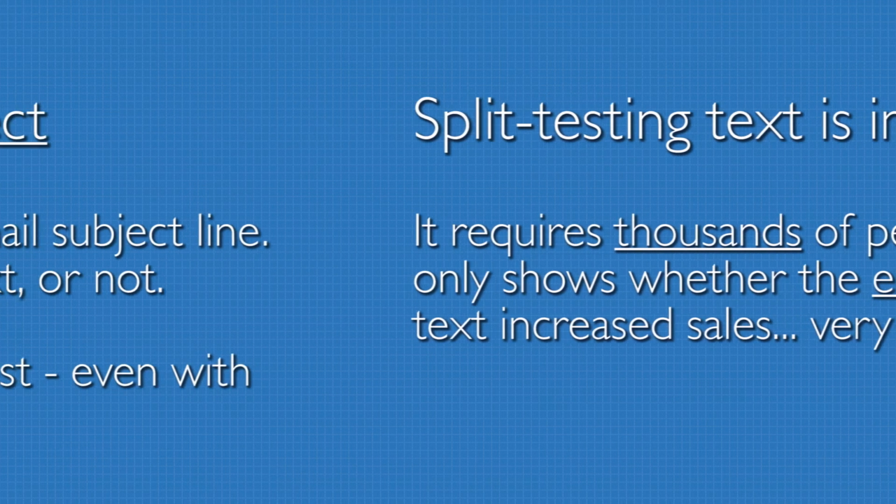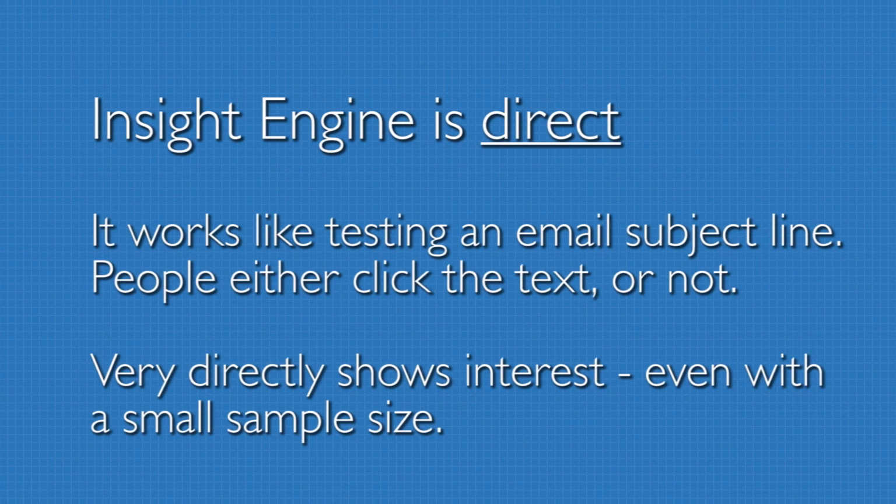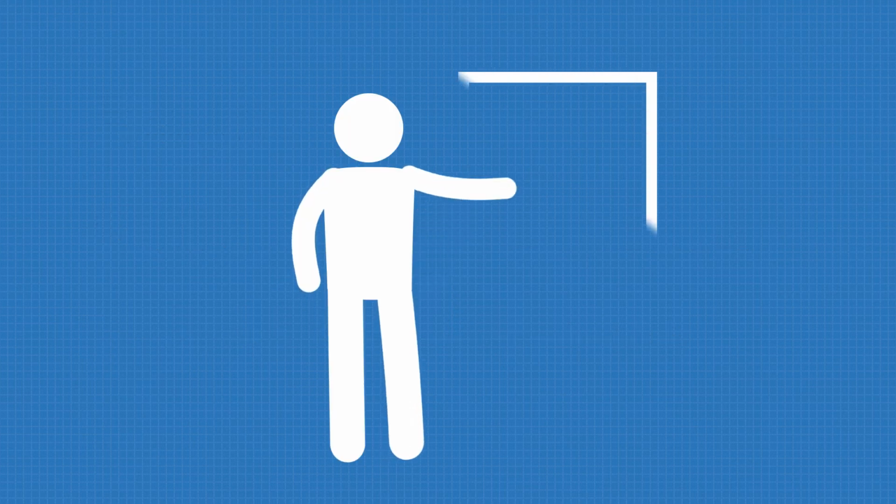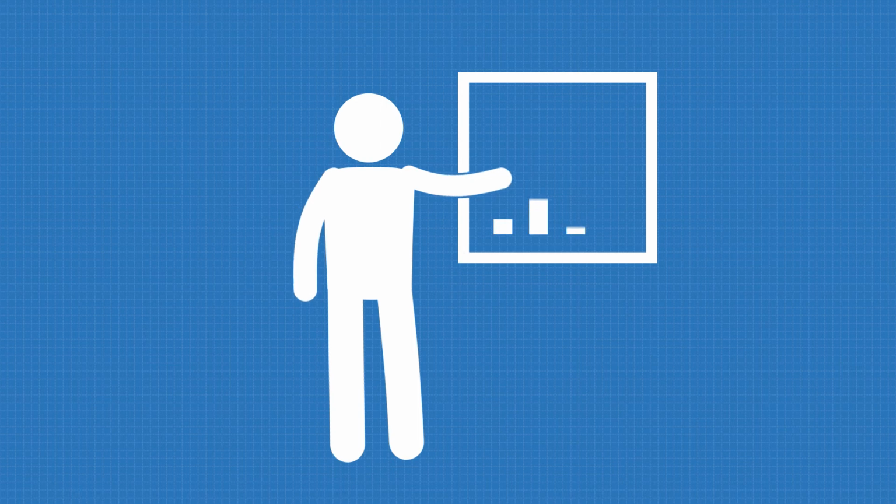Insight Engine works a lot more like split testing an email subject line. People either click or they don't, directly on the text being tested. But unlike testing an email subject line, you get to test a whole bunch of content and wordings on one page, and you can test text in a much more natural context. The point is, you get meaningful results from a relatively small number of visitors.